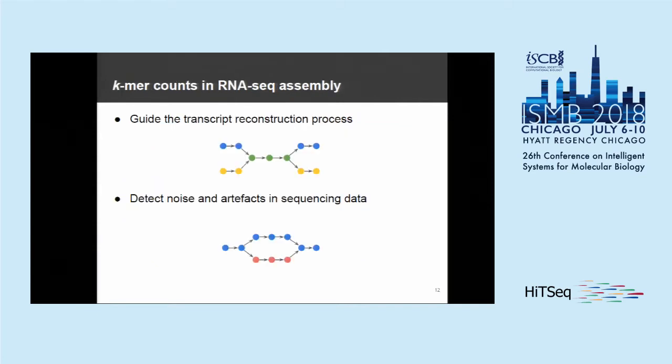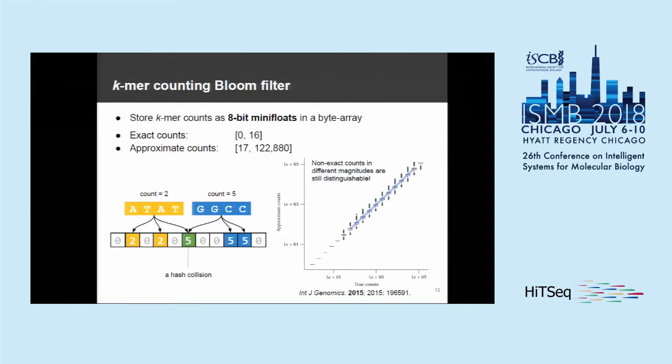Because we are dealing with transcriptome data, storing the k-mer counts is really important for RNA-seq assembly, because the k-mer counts could be used to guide the transcript reconstruction process, and could also be used to identify noise and sequencing artifacts. Because of that, we also need a method to store the k-mer counts efficiently in memory.